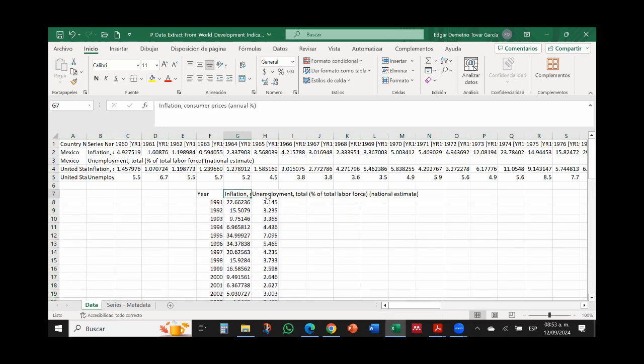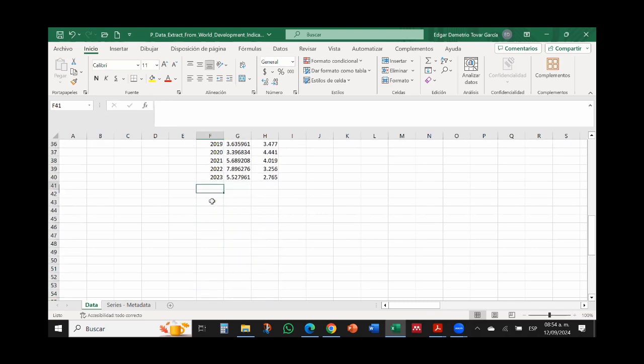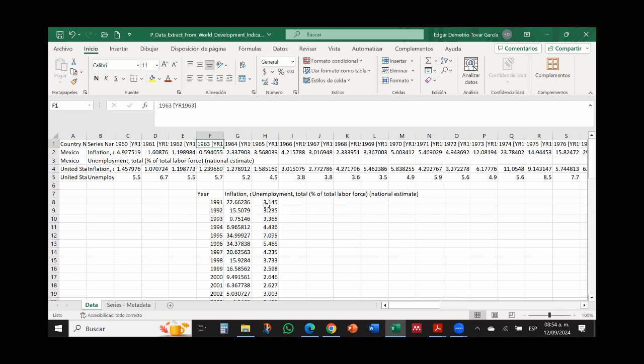And I got inflation and unemployment from this year to 2023 from Mexico. And I would like to analyze the relationship between unemployment and inflation, where unemployment is on the horizontal axis. That means the X variable, the explanatory variable, according to the graph.